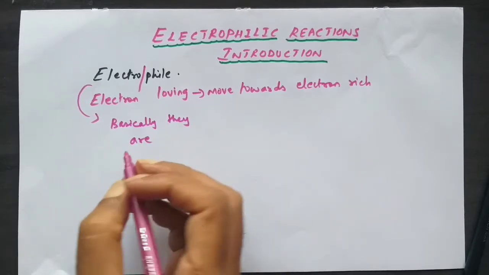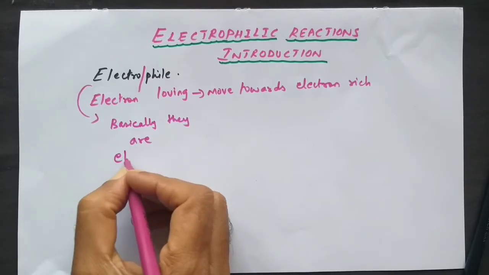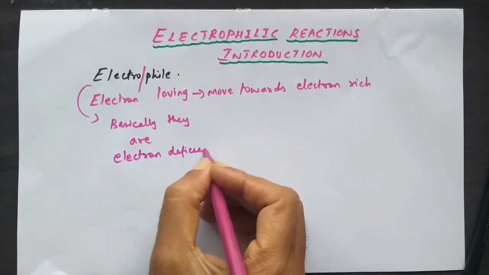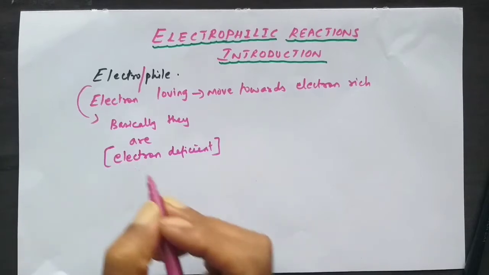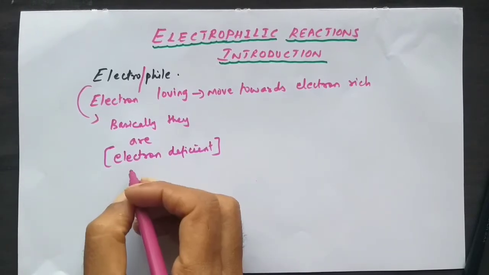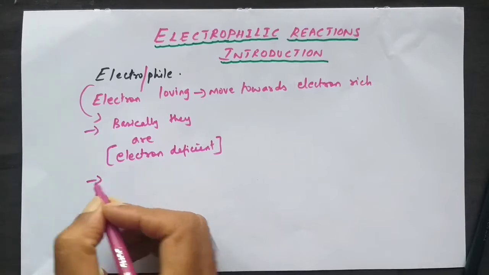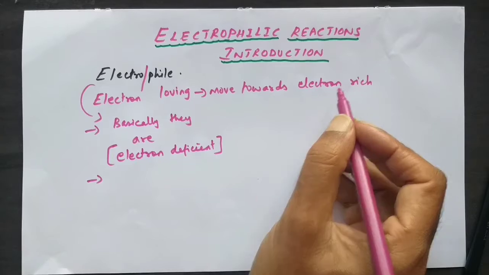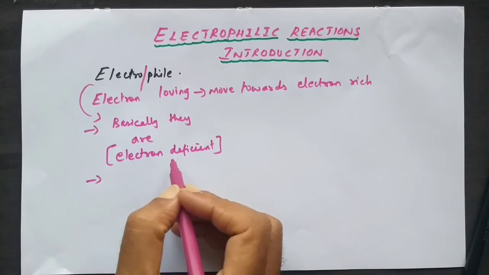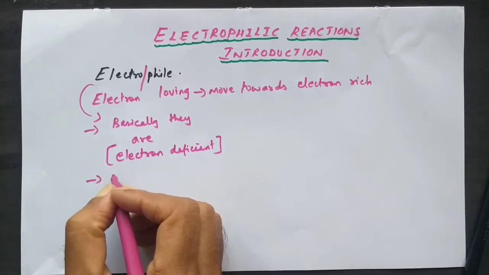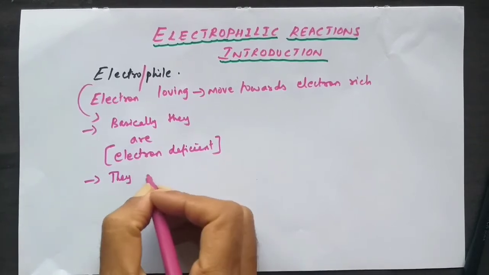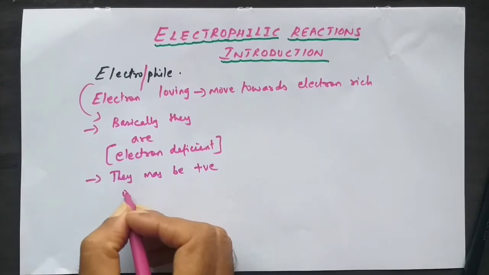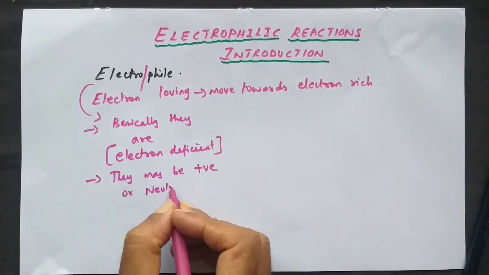Instead of using the word positive, I will write that they are electron deficient. That's the second point. And the third point: electrophiles are electron loving, meaning they move towards the electron rich area. Second, electrophiles are basically electron deficient. Third, electrophiles may be positive or neutral.